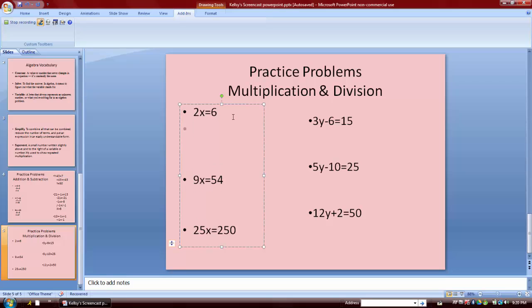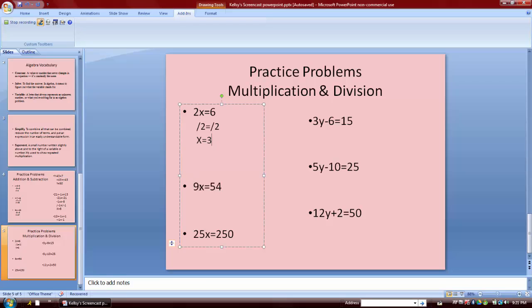So first you would start off by dividing. Since you are multiplying 2 by x, you would do the opposite, just like in the addition and subtraction. So you would divide 2 on each side. And then that would cancel your 2's out, so then you would just have x equals 3, because 6 divided by 2 would be 3.